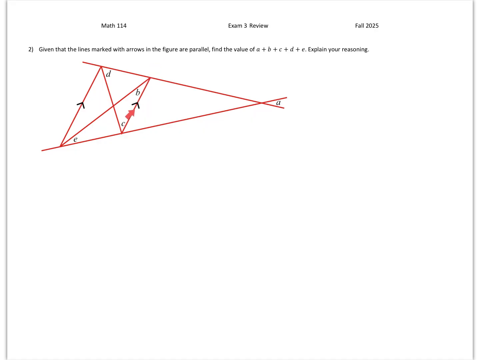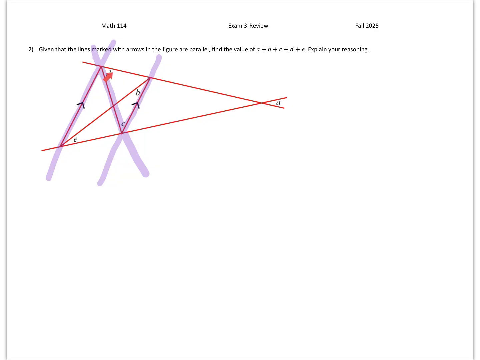So here I have two parallel lines and a transversal. Let's just highlight the lines I want to look at for right now. So I've got parallel lines and a transversal. Ignore all the other lines. And this says that angle C should be the same as this angle here. So I'm ignoring all other lines.